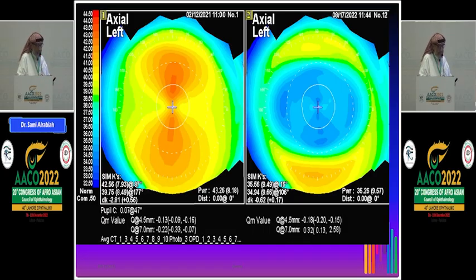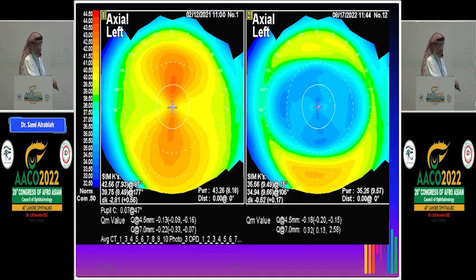Now, look at this. Simple, nothing. Okay, but look at the numbers. Here, 43. Here, 35. Difference in value, it's about 8 diopters. 8 diopters in K value means 1.2, about 9.6 diopters of myopia. So you have corrected 9.6 diopters of myopia by just reading the K value.